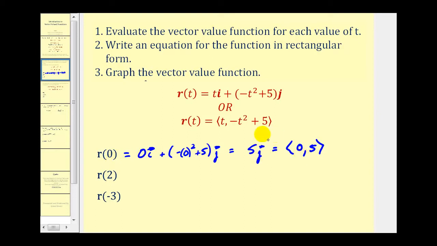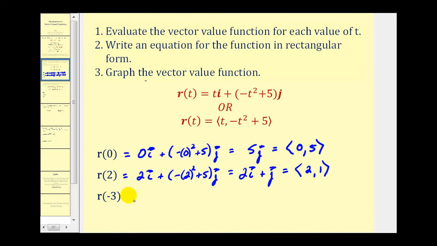one point on the plane curve. So for r of 2, we would have 2 times i plus negative 2 squared plus 5 times vector j. Now notice we're not squaring the negative 2, just the 2. So here we're going to have 2i, and this is going to be plus negative 4 plus 5, or 1j. Or again, in component form, it would be 2, 1.